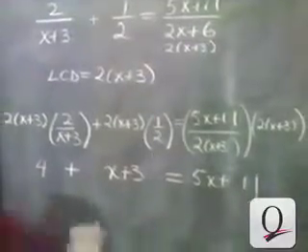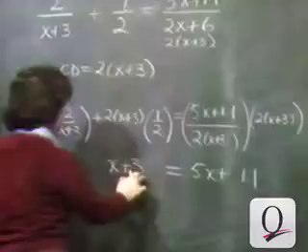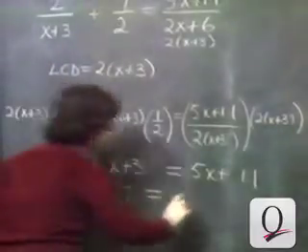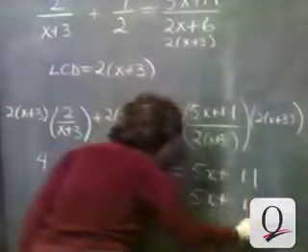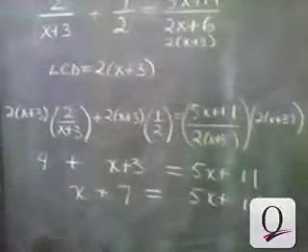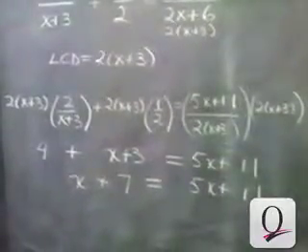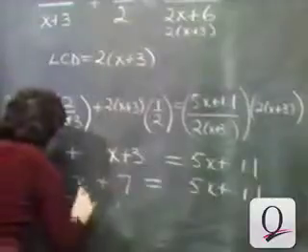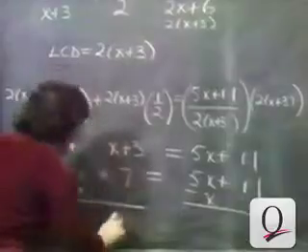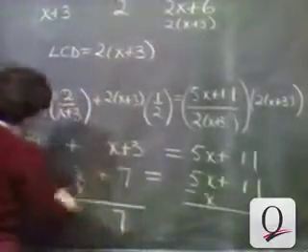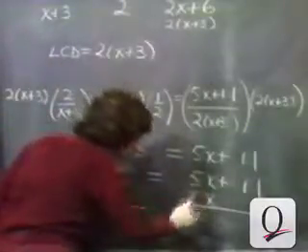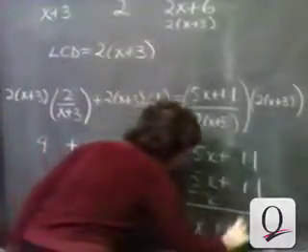Okay, now let's see what we have on the left side. We have 4 plus x plus 3, that is x plus 7, equals 5x plus 11. We want to solve this equation for x. We're going to isolate x on one side of the equation. Let's subtract x from both sides, giving us 7. Here the x is, x minus x gives you 0. 7 equals 5x minus x, which is 4x plus 11.